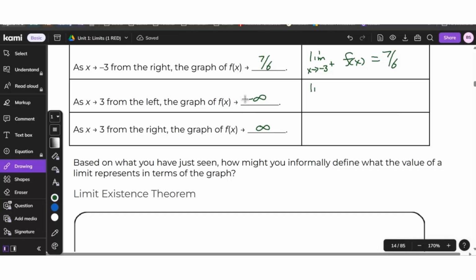Our limits are going to be the limit as x approaches 3 from the left, so the little negative up above, of f of x equals negative infinity. And then the limit as x approaches 3 from the right, so the positive, of f of x equals infinity.